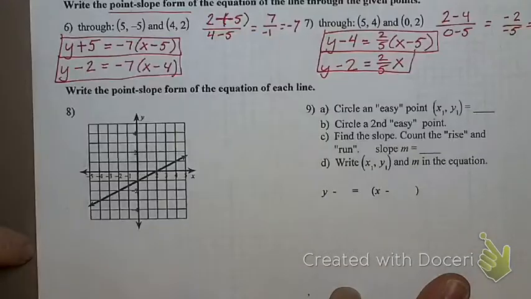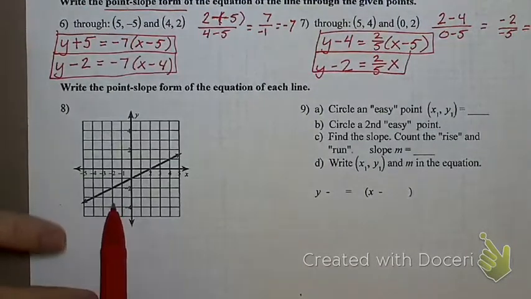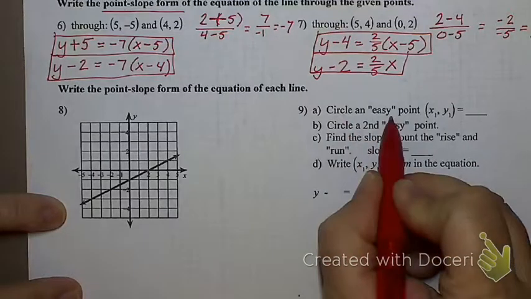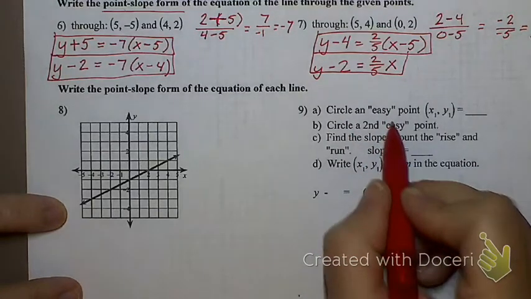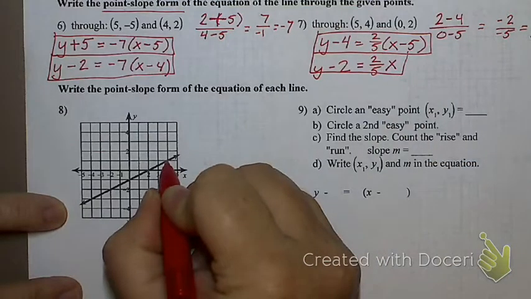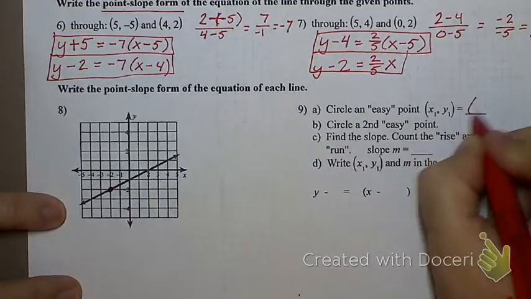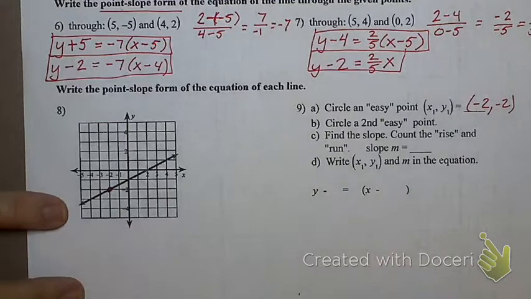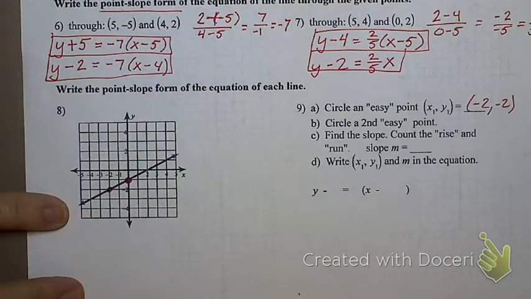All right, number 8. I have a picture. I need to write the equation in point slope form. Over here, it tells me how to do that. First off, circle an easy point. What do we mean by an easy point? Crosses grid lines, right? So I would say here, negative 2, negative 2. You okay with that? Right there, crosses grid lines, right? Yeah. Circle a second easy point. How about that one? 0, negative 2.